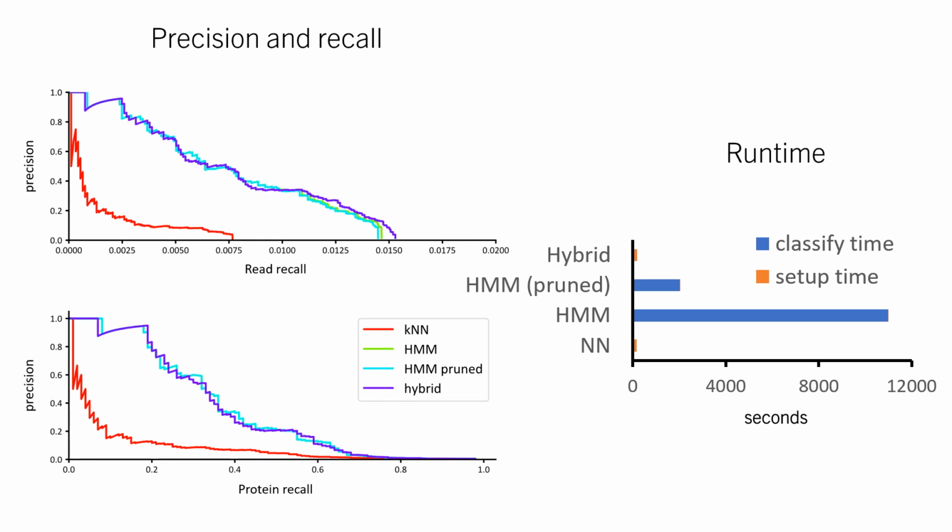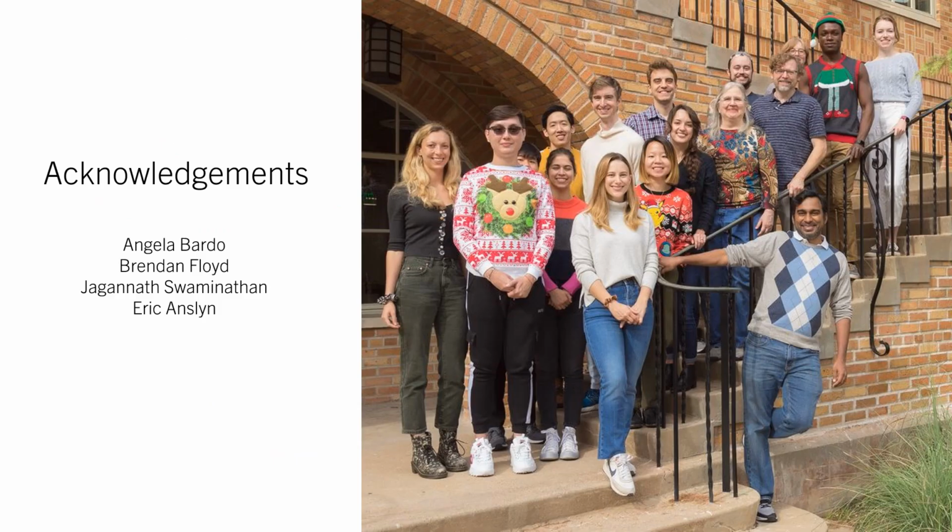So this is what we had before. And this is what this hybrid approach using both of these together achieves. The precision and recall is wiggling around on top of the precision recall from before, in either case, the reads and the proteins, and the runtime is comparable with nearest neighbors. I think it takes twice as long, but it's basically in the same ballpark. And so that pretty much concludes my talk.